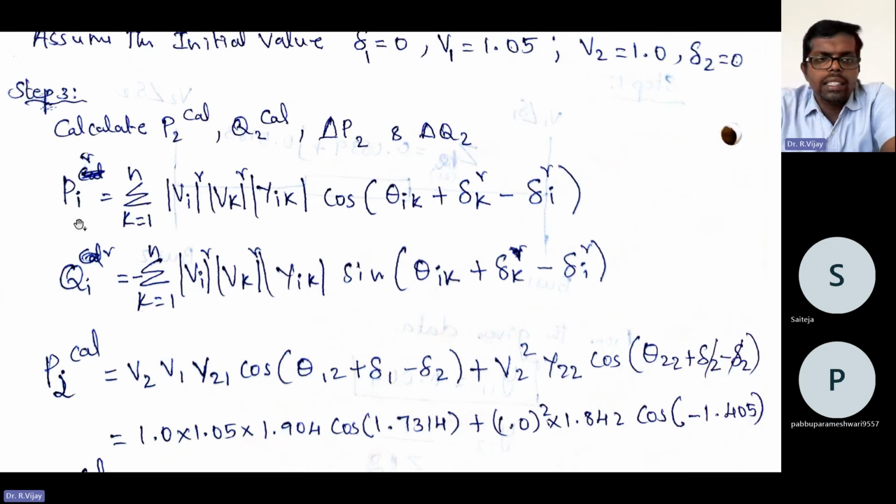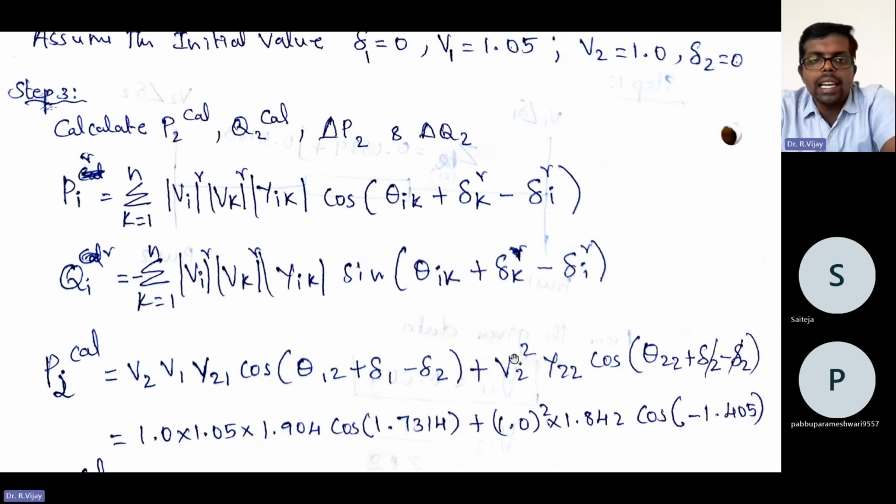How to calculate? Just substitute i equal to 2 here, because we are starting with bus 2. So P2 calculated is equal to V2 into V1, because k is equal to 1, the iteration k we have taken as 1 here, next Y21, next cos of (theta 12 plus delta 1 minus delta 2), plus again V2 square.